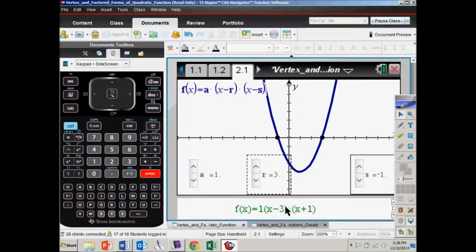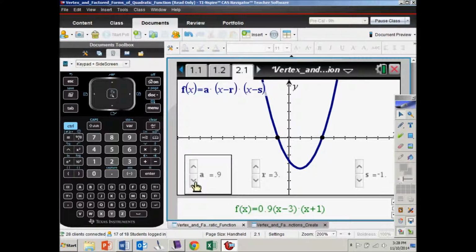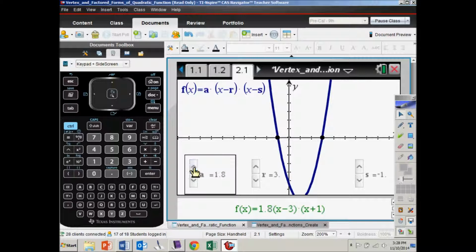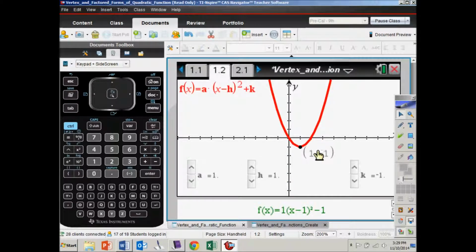Are there any questions? What do you think A is still going to do? It's going to still cause me to compress and stretch. The first number there is A. These numbers are your x-intercepts, whereas H and K are your vertex. So here, H and K determine my vertex.